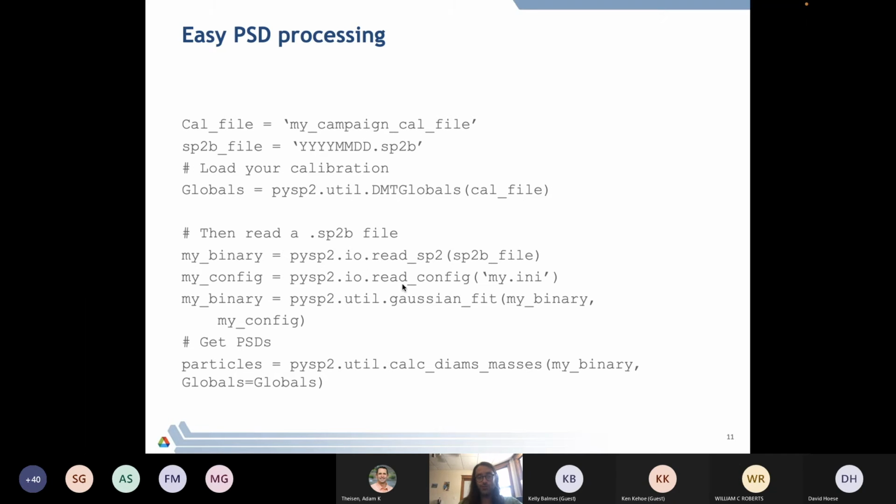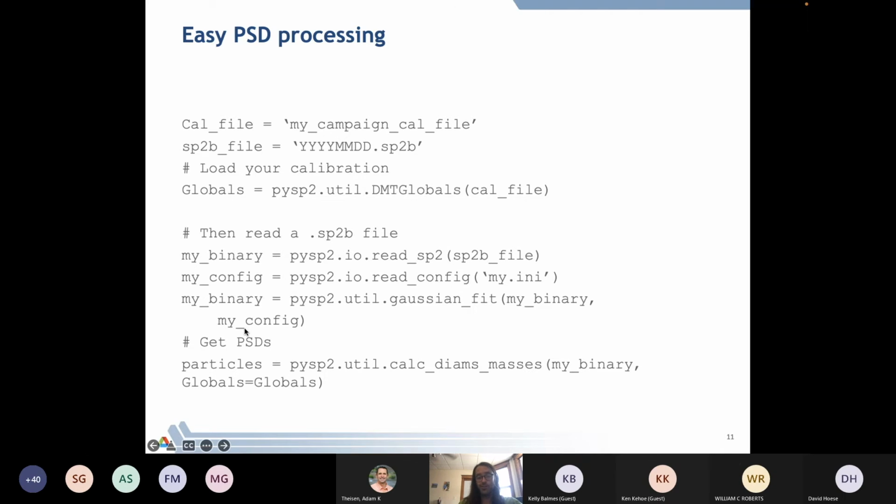Once you have all this ready, you can take your SP2B data file and your calibration file, and load your global structure. Then you just read in the file with pysp2.io.read_sp2. You also have a .ini file that the probe will output, and you have to put that in there too as an input. Do first your particle statistics with the Gaussian fit function. This will give you your particle peaks, your peak heights and widths, as well as locations.